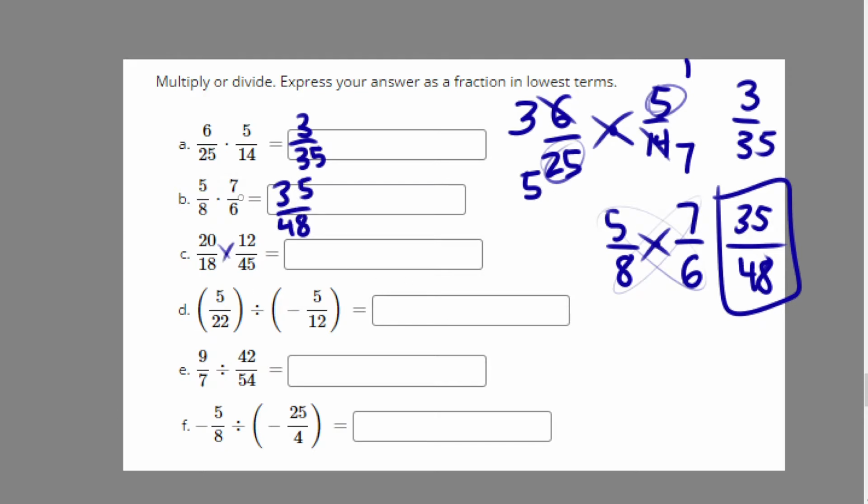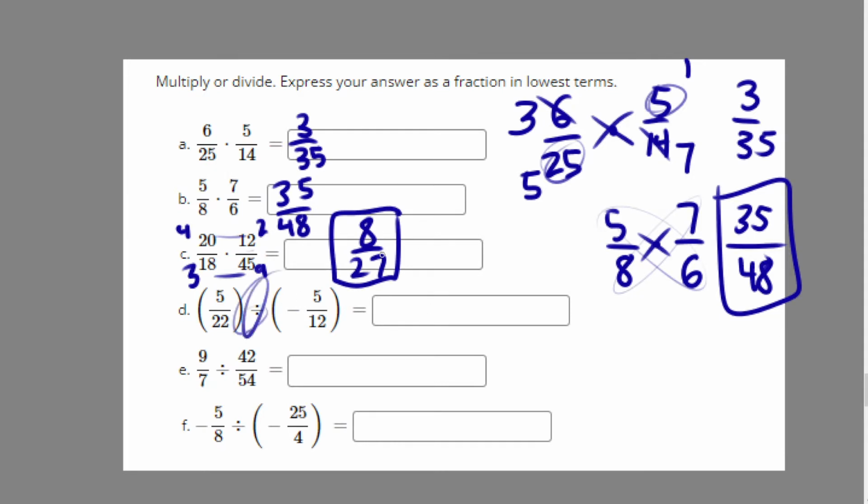We can cross multiply here. They both are divisible by 5, so we get 4 and 9. And then these are both divisible by 3, so we get 4 and 6. They actually both are divisible by 6, so let's do that instead. So 2 and 3. 4 times 2, and then 3 times 9. 4 times 2 is 8. 3 times 9 is 27.